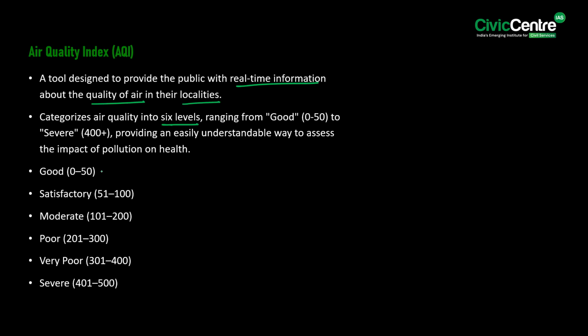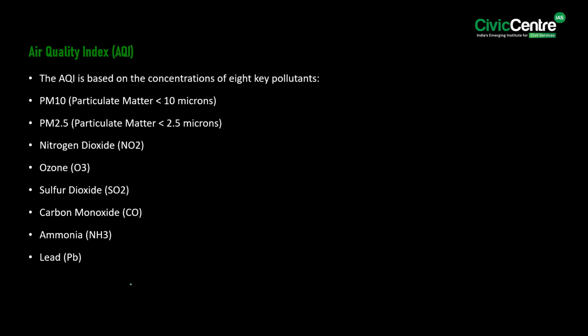So the categories are good, which amounts to 0 to 50, satisfactory 51 to 100, moderate 101 to 200, poor 201 to 300, very poor 301 to 400, and severe, which is 401 to 500.